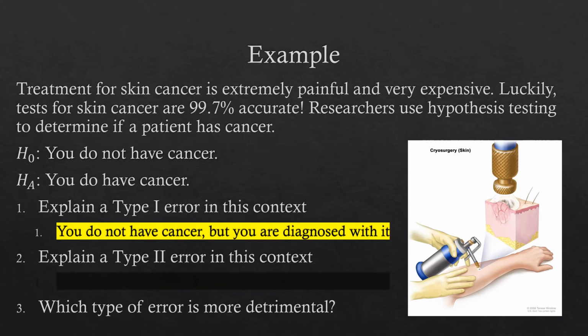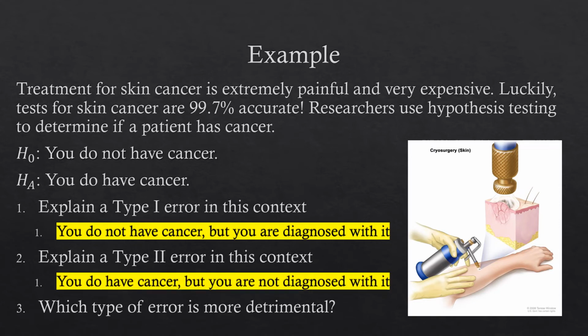Now, a type 2 error, that's kind of the opposite of that. That's where the null hypothesis is not true, but we fail to reject it. In other words, you do have cancer, but you are not diagnosed with it, okay? So obviously, in this situation, you should be getting treatment and you're not getting it, so that could progress to a much more significant situation and could mean bad long-term effects as well.